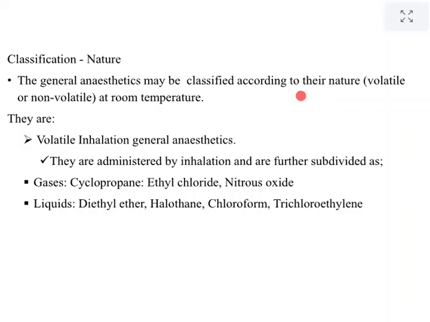We start with the volatile inhalation general anesthetics, and they are administered through inhalation. We can further subdivide them: you have those which are gases, like nitrous oxide, cyclopropane, ethyl chloride. And you have the ethers, such as diethyl ether, halothane, chloroform, and trichloroethylene. These are liquids, but they are volatile liquids, so the patient can still inhale. Of course, the gases are gases, and definitely they will be inhaled.